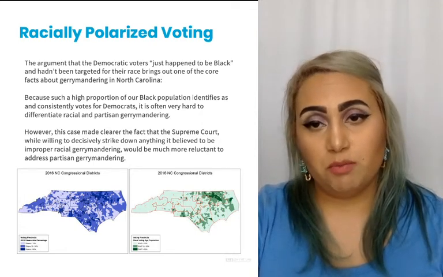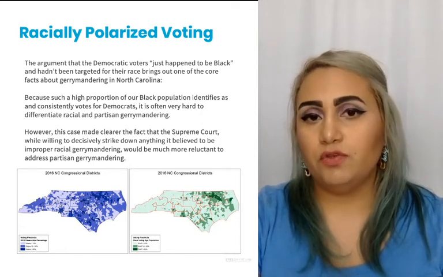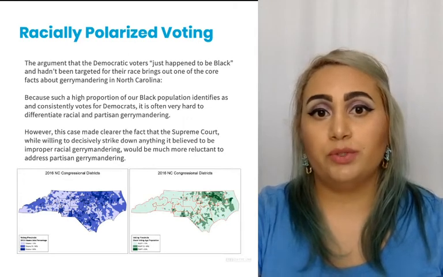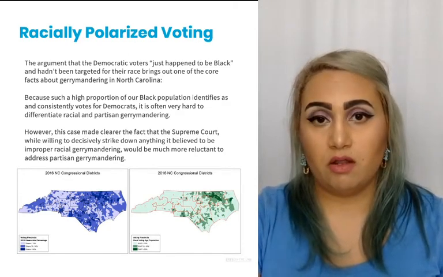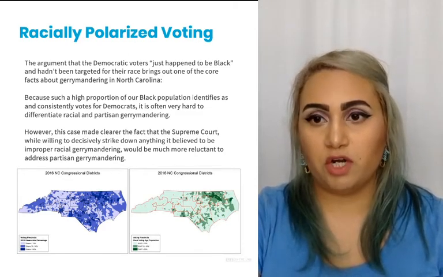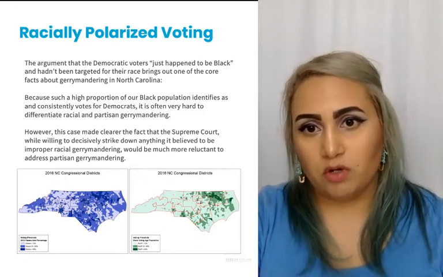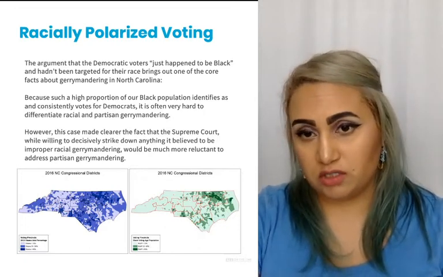And this case especially brought that out, and it made clear that in the future, the Supreme Court, while it was willing to strike down things that it thought were obvious racial gerrymanders, was going to be a lot more reluctant to address any kind of partisan gerrymandering.